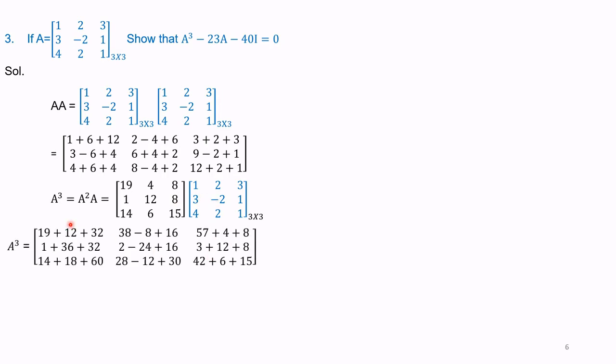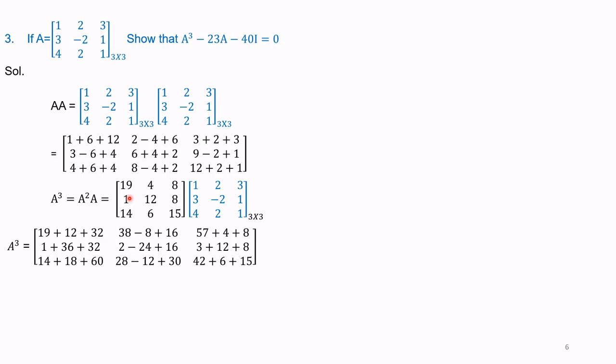Therefore, A cube is equal to, again, multiplication of matrices, row into column. First row, first column: 19, 12 and 32. The next element is first row, second column. That is 2 into 19, 38, minus 8 and 16. Then first row, third column. 19 into 3 is 57, 4 into 1 is 4, 8 into 1 is 8. Now we have finished the operation of the first row.